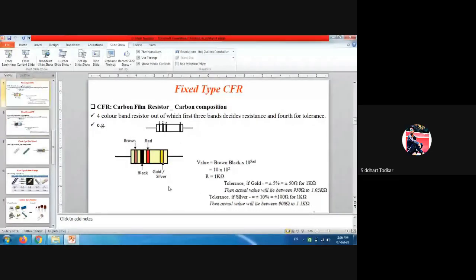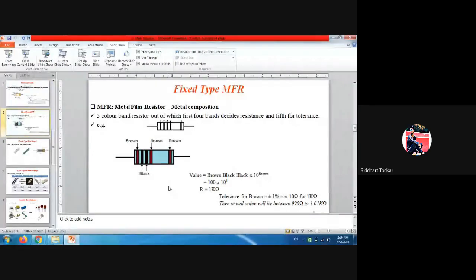A question: in a comparison between CFR and MFR, which resistor is to be preferred the most? This is a very big topic. We can use MFR most of the time because its tolerance is very low, so we can get closer to the required value. Yes, correct. No issue. Your answer is correct. But few things are there. That's why I told I will require much more time for that. So that also we will take in the next lecture.